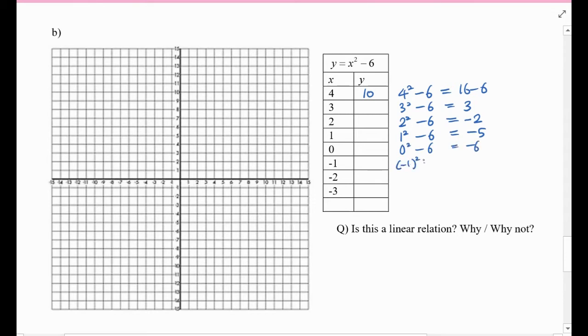Negative 1 squared minus 6, negative 5. Negative 2 squared minus 6, negative 2. Negative 3 squared minus 6.